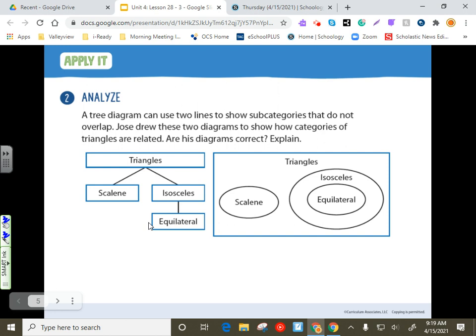So a tree diagram, like over here on the left, can use two lines to show subcategories that do not overlap. So tree diagrams are not always straight up and down. In fact, there can be one like here, in this case, where scalene triangle is kind of different than the isosceles. Then isosceles and equilateral can be grouped together. So are his diagrams correct? Yes, they are correct.